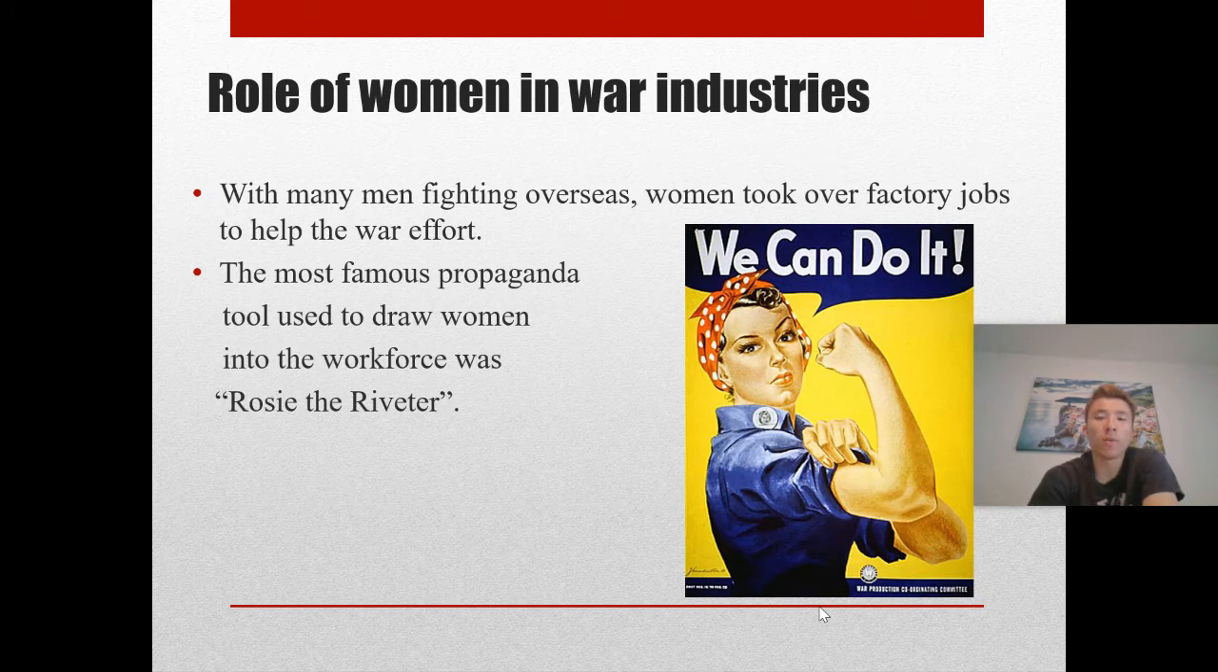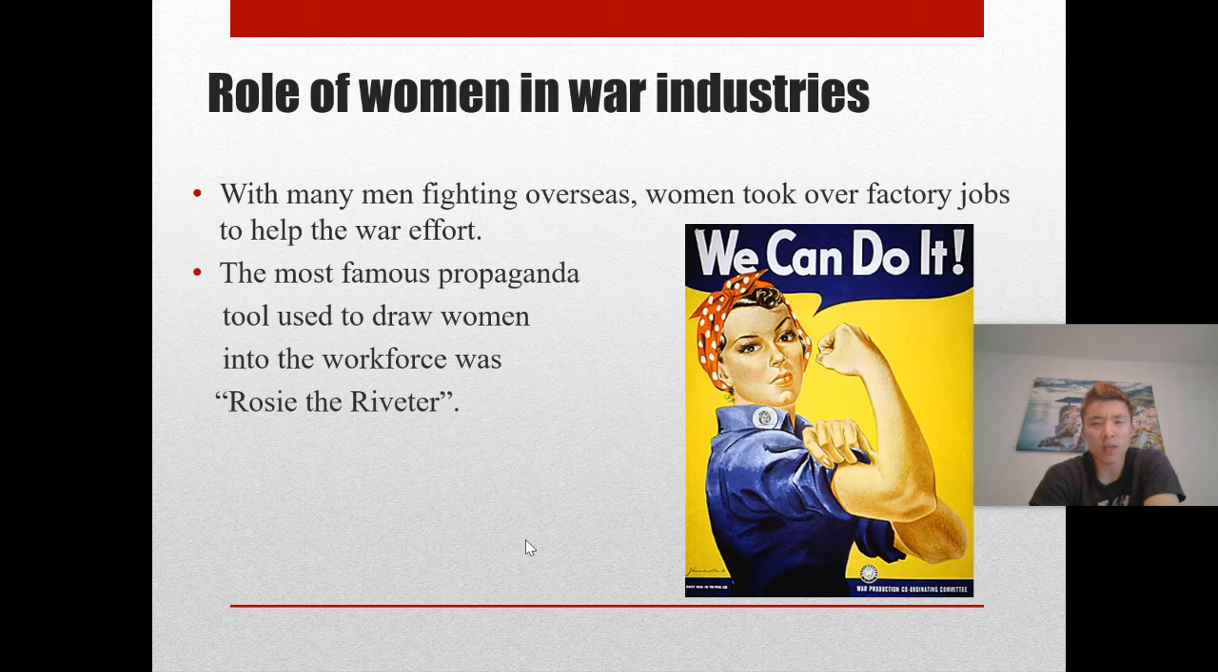Also, the role of women in the war industries. Most of the soldiers were men fighting overseas, and so women took over the factory jobs that were left behind to help the war effort. And so, of course, I'm sure we've all seen the Rosie the Riveter poster, "We Can Do It." It was the most famous propaganda tool to help get women into the workforce.